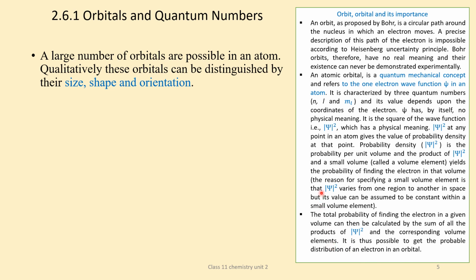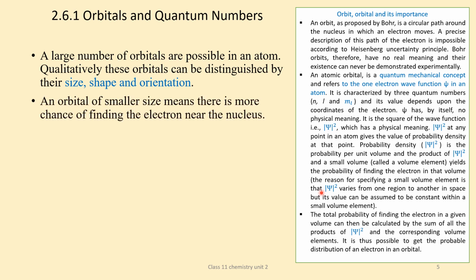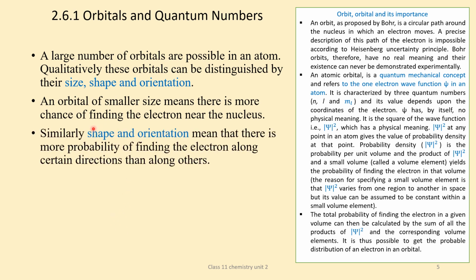So we will continue our discussion on orbitals and quantum numbers in the next point. An orbital of smaller size means there is more chance of finding the electron near the nucleus. Similarly, shape and orientation mean that there is more probability of finding the electron along certain directions than along others.